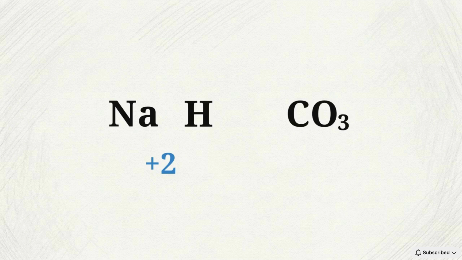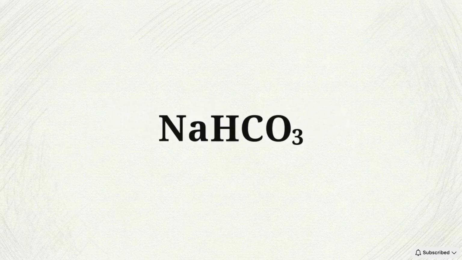Then we have the carbonate. Because it ends in "ate", we know it's a group. Our chart shows this group has a matching power of 2. Since the 2 from the first half and the 2 from the second half are equal, they cancel out. The pieces simply slide together to form NaHCO₃.